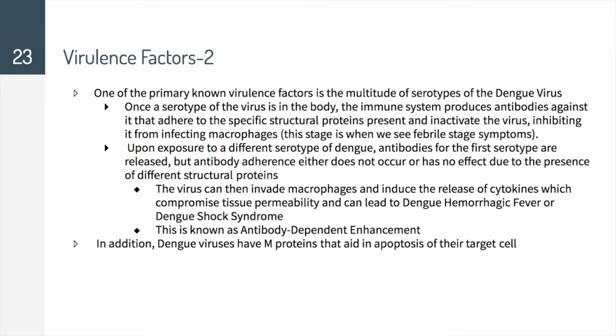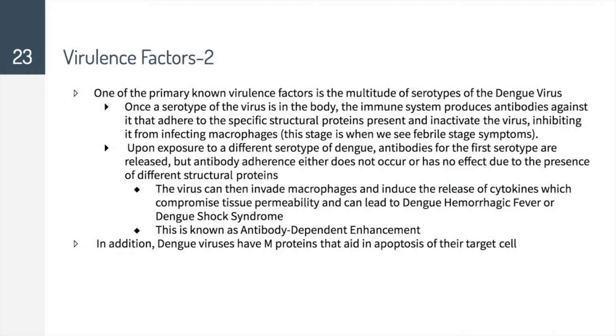As Katiana talked about earlier, once you have a serotype in the body, the immune system produces antibodies, right? And those adhere to specific structural proteins present on the virus, inhibiting it from infecting macrophages and dendritic cells and all of that. And so that's when we see all the febrile stage symptoms that Katiana talked about.